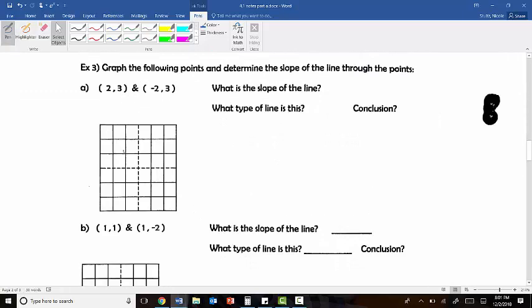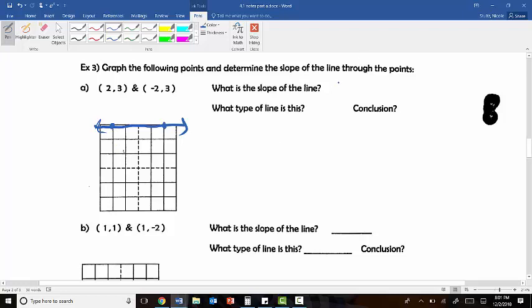Okay, so we're going to graph the pair 2, 3. So we're going to go over 2 to the right and up 3. And then -2 and up 3. And then we want to connect the points. And it says, what's the slope of this line? So what we're going to do is, if you're not sure what the slope is, because this one you can't really count rise over run, we're going to go ahead and compute it.